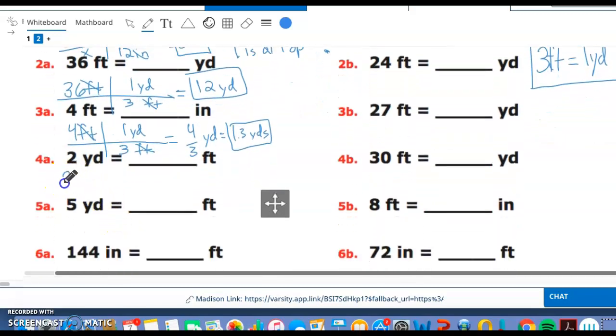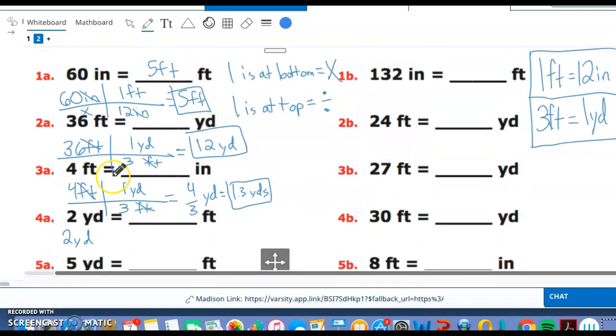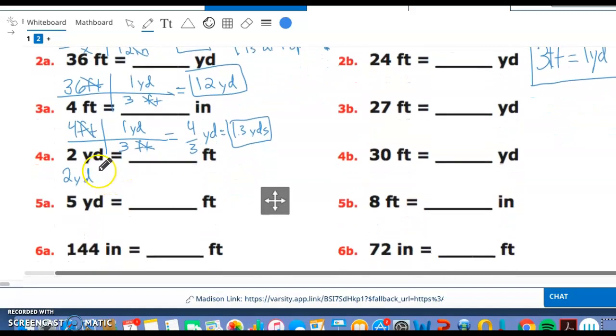Number 4, 2 yards into feet. So my conversion factor is 1 yard equals 3 feet. So I'm going to do my T-chart. I know I did that correctly because the units cross out diagonally. Remember, never cross out the number. Only cross out the unit. Always write the unit because you're going to confuse yourself. This time the 1 is at the bottom, so I'm going to multiply 2 times 3, so that's going to be 6 feet.